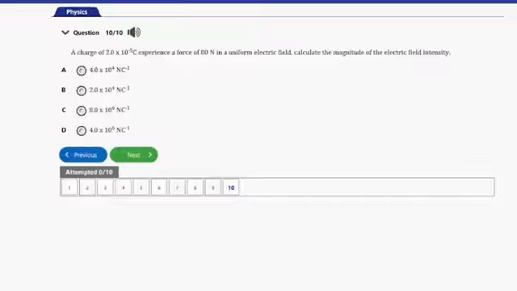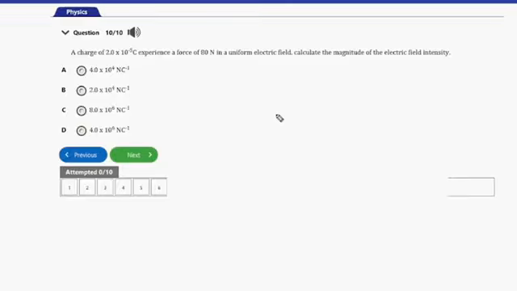It says, a charge of 2.0 times 10 to the power of -5 experienced a force of 80 newtons in a uniform electric field. Calculate the magnitude of electric field intensity. So guys, let's go ahead and do this together. Electric field intensity here, E, is equal to F, which is the force, over Q, which is the charge. So the force here is 80 newtons. That's 80 over the charge, which is 2.0 times 10 to the power of -5.